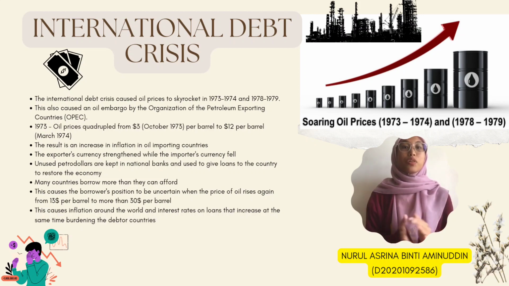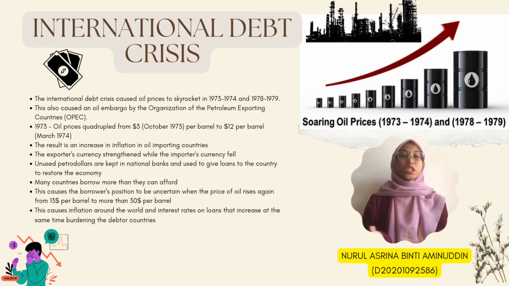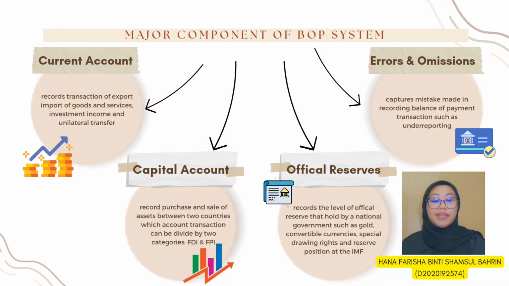Next, the unused petrodollars were kept in national banks and used to give loans to countries to restore their economies. Besides, many countries borrowed more than they could afford. This made the borrowers' position uncertain when the price of oil rose again from $13 per barrel to more than $30 per barrel. So, this caused inflation around the world and interest rates on loans increased at the same time, burdening the debtor countries. Next, I will explain the major components of the BOP system.